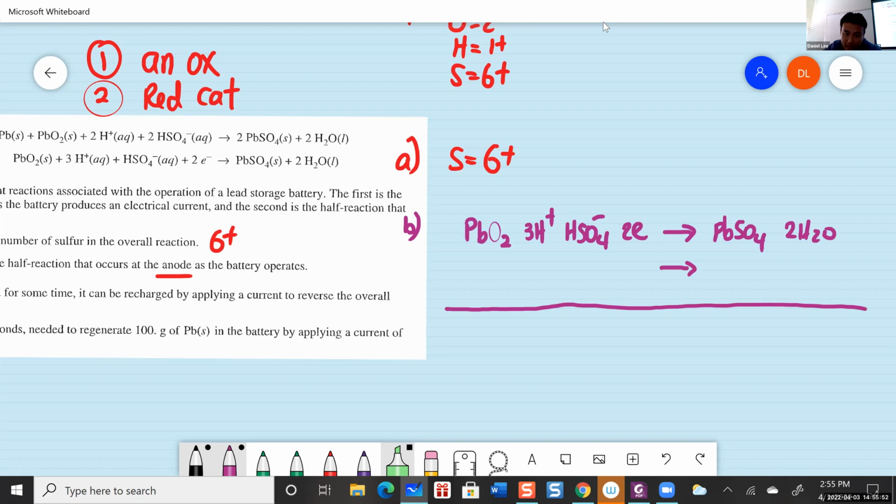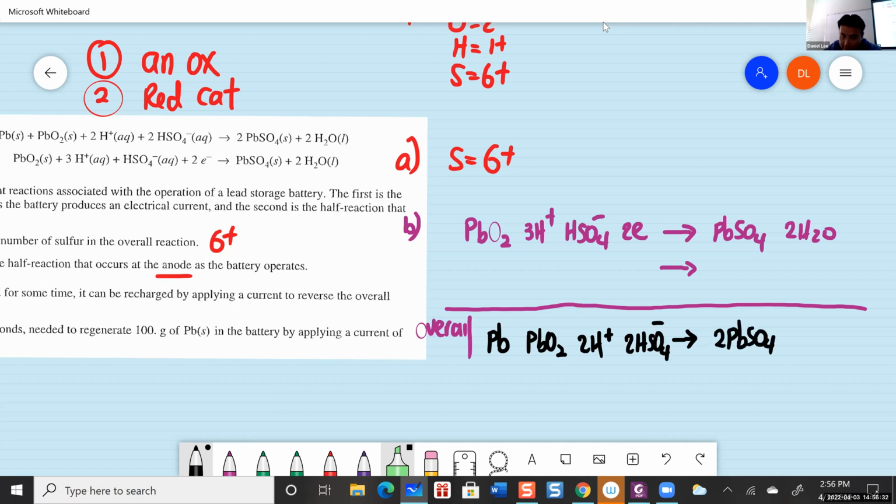I'm going to put the overall on the bottom, and you can just see what is missing and you get the answer. Let's look at the overall. I have Pb and PbO2. I have 2H+, and I have 2HSO4-. I try to line up as much as I can with the equal arrow sign. And this is 2 PbSO4 and 2 water.